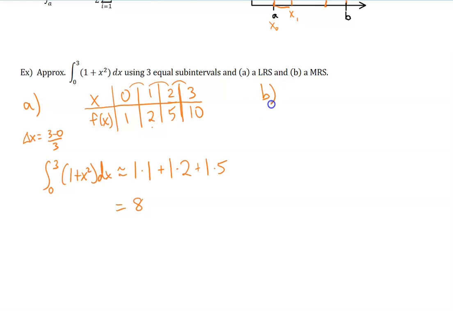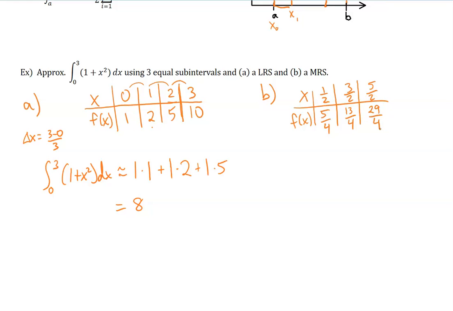Okay? Then for part B, now we're going to use a midpoint Riemann sum. So we're going to have to do a little bit more arithmetic than this. I'm going to make a table again. So the first interval is still going from 0 to 1, and then from 1 to 2, and then from 2 to 3. But now I need to know what f of the midpoints are. So I need to know f of 1/2, f of 3/2, and f of 5/2. So f of 1/2 is 1 plus 1/4, so that's 5/4. f of 3/2 is 1 plus 9/4, so 13/4. And then f of 5/2 is 1 plus 25/4, so 29/4.